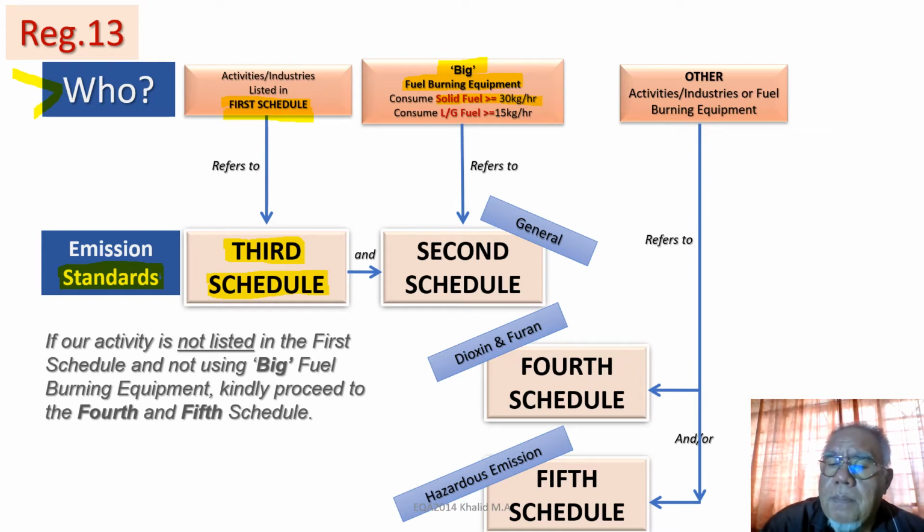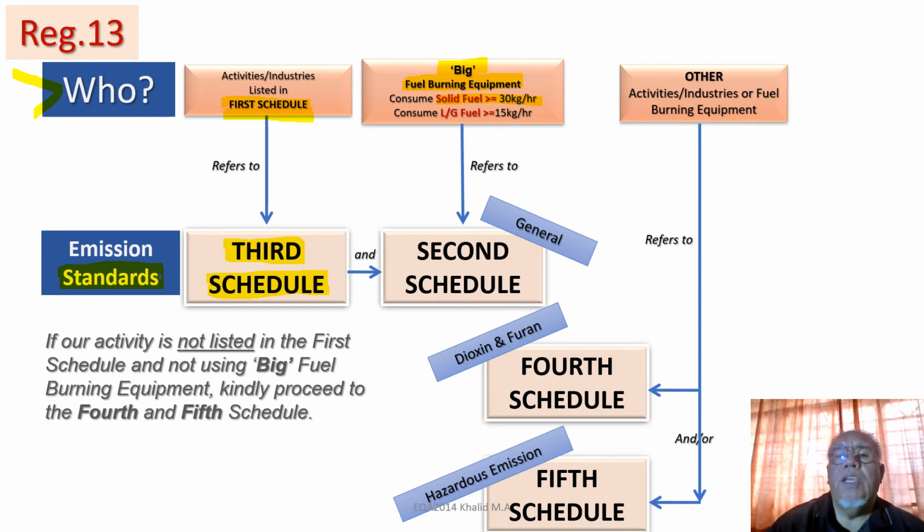If that burner is using solid fuel equal to or more than 30 kilogram per hour, then they are considered to be big fuel burning equipment.